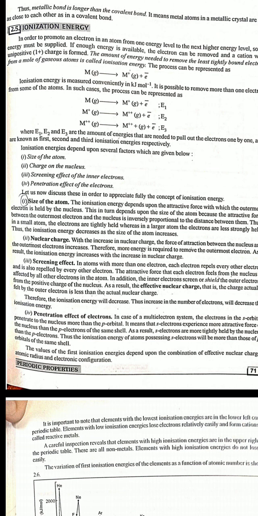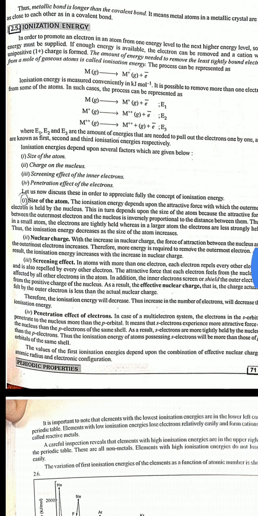Screening effect. In an atom with more than one electron, each electron repels every other electron and is also repelled by every other electron. The attractive force that each electron feels from the nucleus is affected by all other electrons in an atom. In addition, the inner electrons screen or shield the outermost electron from the positive charge of the nucleus. As a result, the effective nuclear charge, that is the charge actually felt by the outermost electron, is less than the actual nuclear charge. Therefore, the ionization energy decreases. Thus, an increase in the number of electrons leads to a decrease in the ionization energy.